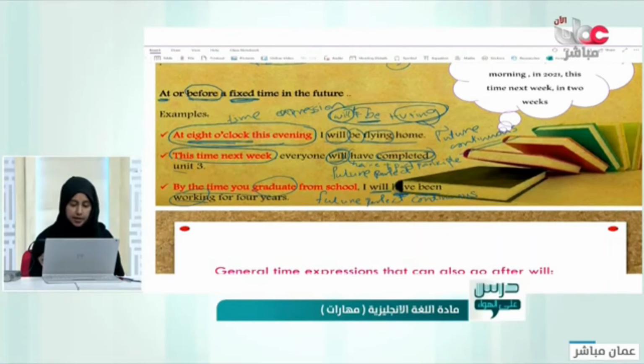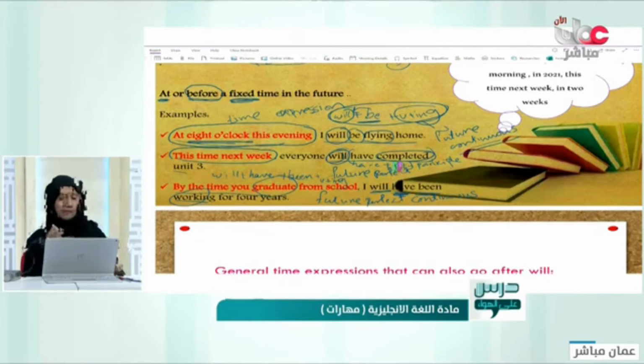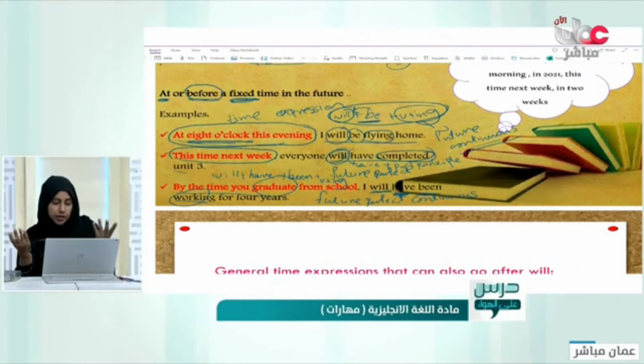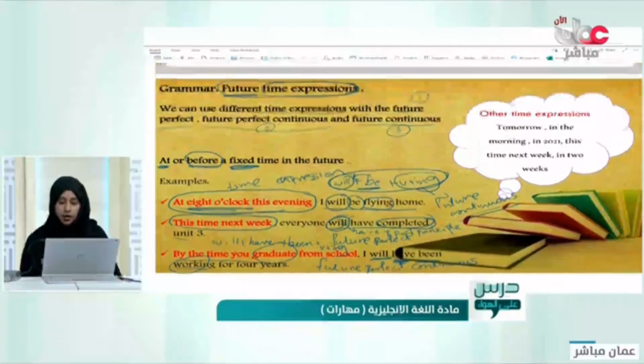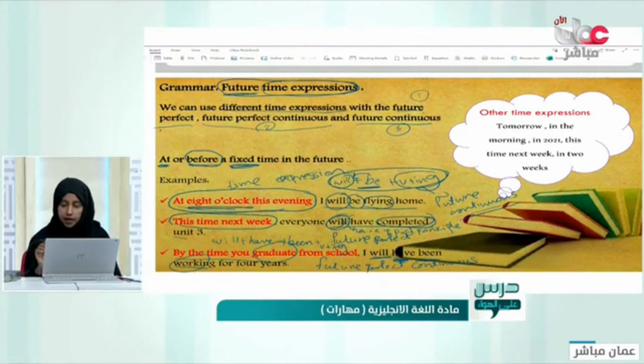What's here the structure? As we said here, we have will plus have, always will. Always we have to use been plus verb with ing. So I think it's easy. You are going to memorize it like this. Will, have, been, verb with ing. Got it? Okay, look here, we have another time expressions here. So here, just examples. At 8 o'clock, you can't change. At 4 o'clock, at 5, okay? This time next week, you can't change it, okay? By the time. This one here, if you want to change them, you can use tomorrow to indicate future, in the morning, in 2021, this time next week, in 2 weeks. Do you understand? So you can use one of these.